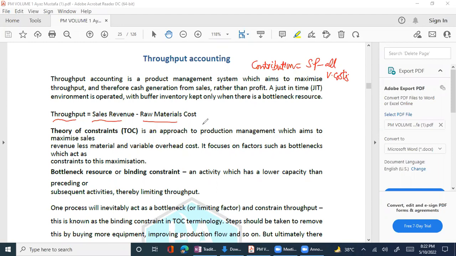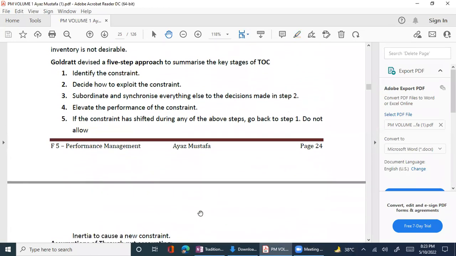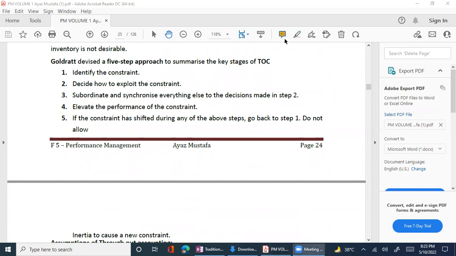Then we will get the throughput per unit. If the data has per unit values, then we will get throughput per unit. After getting throughput per unit, we will calculate the throughput per hour, and based on that throughput per hour, we will be able to maximize our contribution or throughput. So let's move to the steps of throughput accounting.